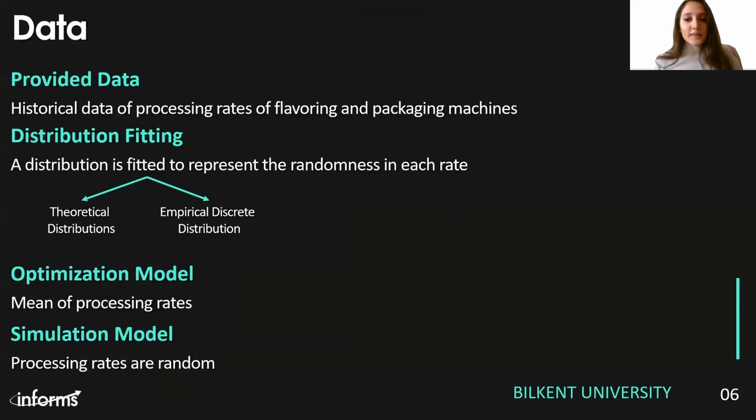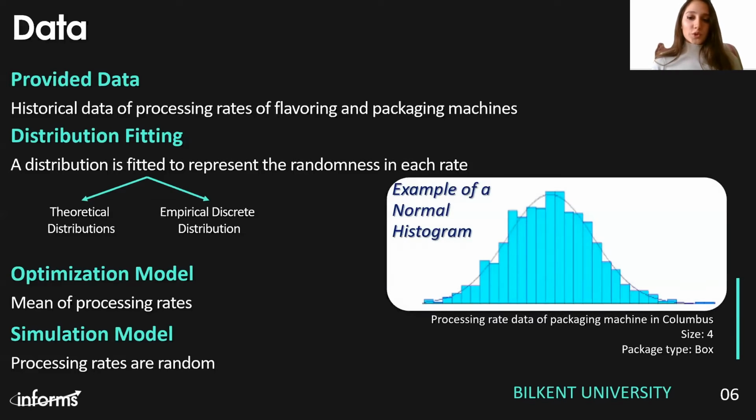The data is analyzed in detail to be used in these models. We are provided with the historical data of processing rates of flavoring and packaging machines. The rates are not deterministic but random. Therefore, a distribution is fitted to represent randomness in each rate, either theoretical distributions or empirical discrete distribution. We see that most of them are coming from the normal distribution. Here you can see an example of a normally distributed packaging rate.